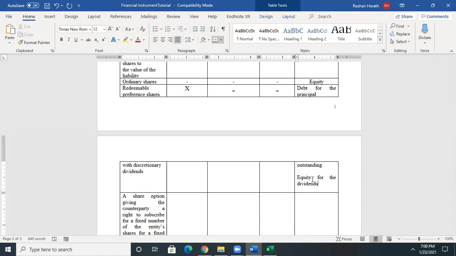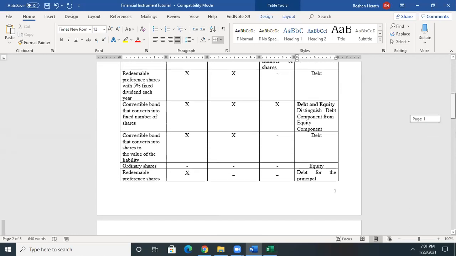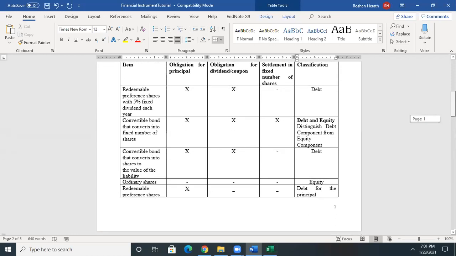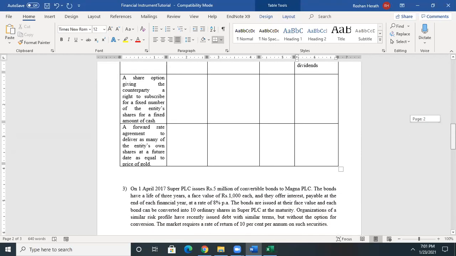So that's why I told you it's partially correct, because debt and equity both are there. It's debt for the principal outstanding, equity for the dividend, right? Hope you are getting that. If you are not getting any, please do let me know. Right? Anything? If that does not make sense, yes, you can let me know. Okay.